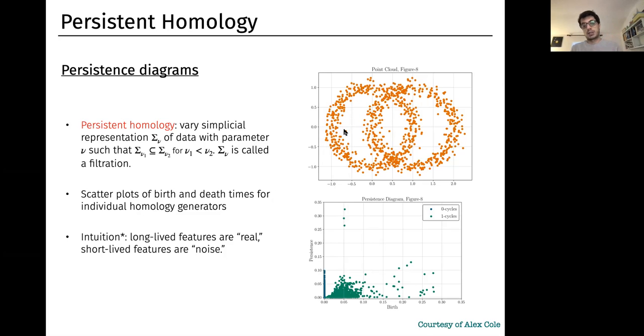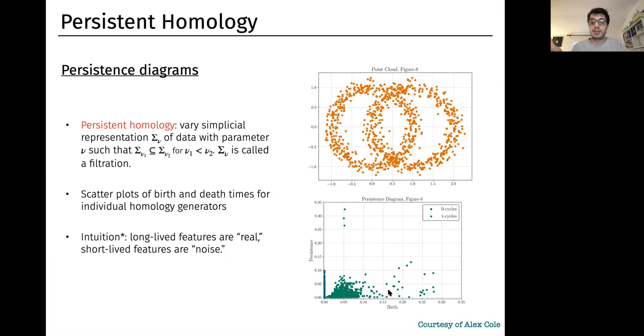So let's see this in an example. Another example can be two noisy circles like this that are intersecting. These are just coordinates, and this is the diagram of births and persistence. So I track where each topological feature is born and how long it persists. Here green circles are loops, and blue are connected components.